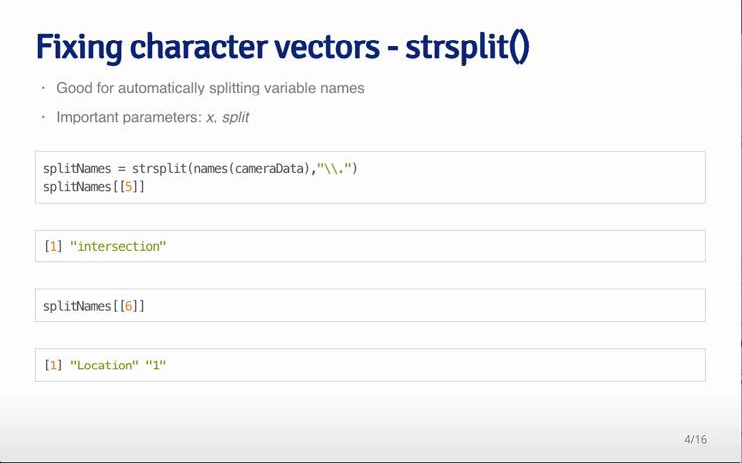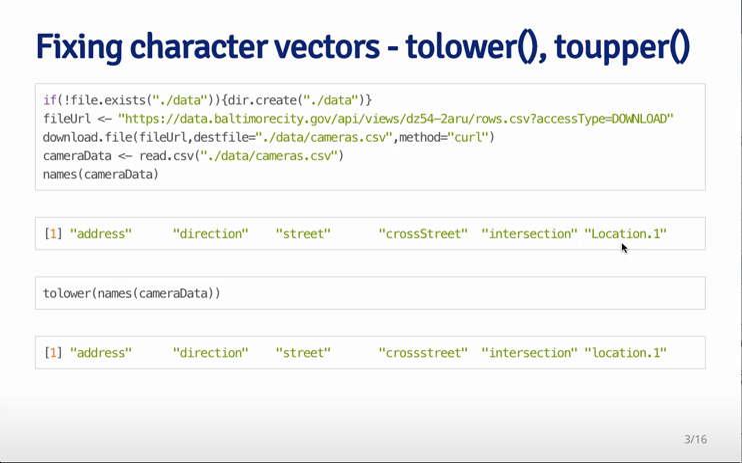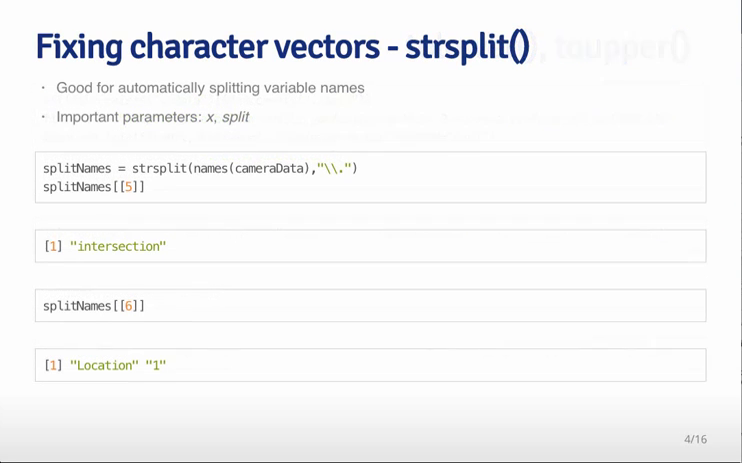Another thing you might want to do is separate out variables that have values separated by periods. If we go back to this page, you can see, for example, that this location variable is separated with a dot, and that often happens when you have variable names loaded into R from files. So we can use something called the string split command, strsplit. We pass it the names of our data set, and we tell it to split on periods. Here I have to use an escape character because a period is a reserved character.